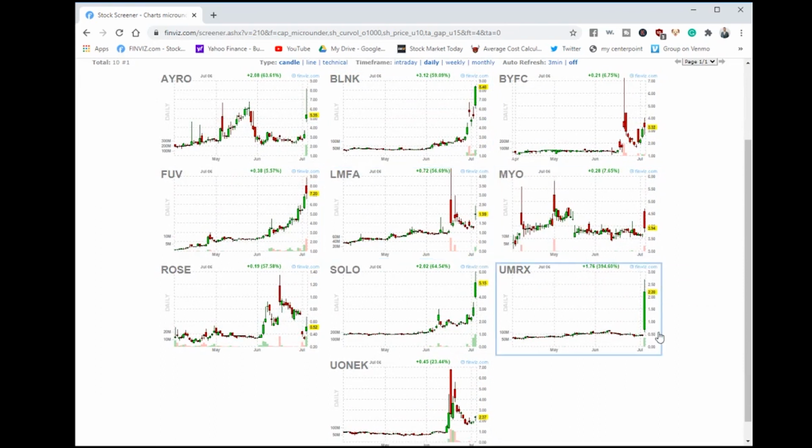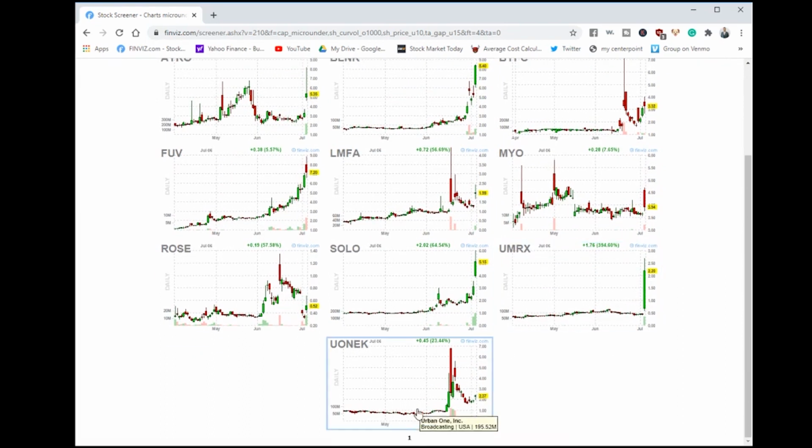And now this is what I like to see. And immediately I already see what stands out to me. I'm looking for something that's up significant. You can see UMRX. Look at that sore thumb just sticking out. That's what I love. Look at this. I don't like it on this day because it's today. But on this day, I love it.